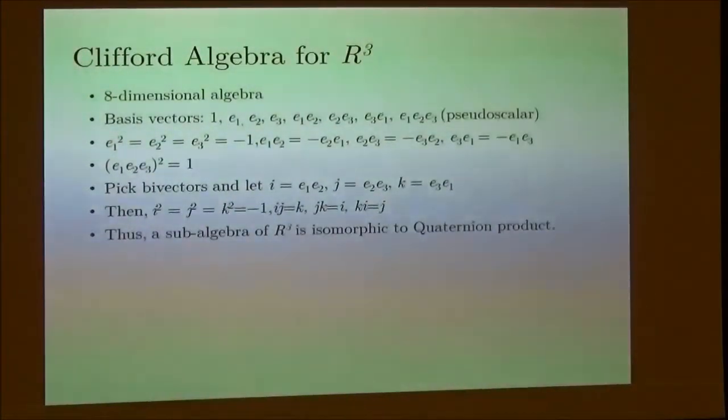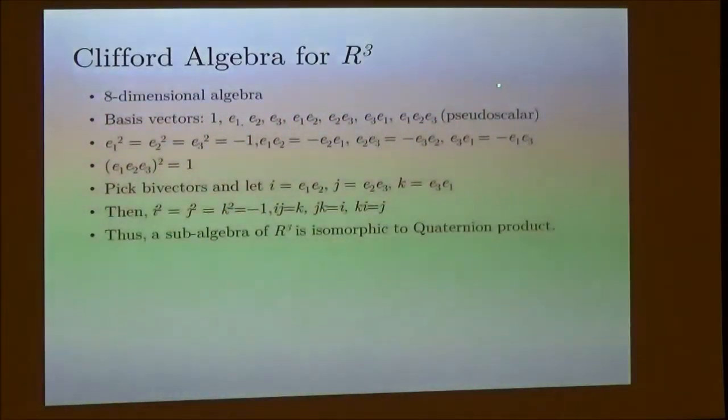Let's talk about Clifford algebra for R3. For R3, we have eight dimensions. Basis vectors are 1, E1, E2, E3, E1 times E2, E2 times E3, E3 times E1, and finally, E1E2E3, which we call a pseudoscalar. So what are the rules? We know that E1 squared is minus 1, E2 squared and E3 squared are also minus 1, and the product of two basis vectors anti-commutes.